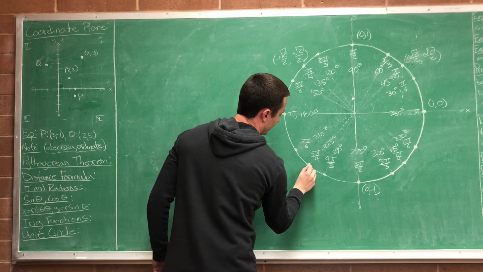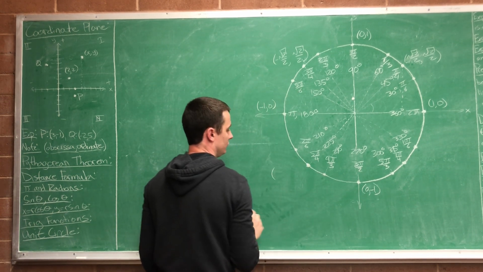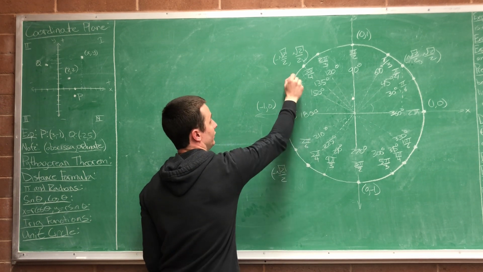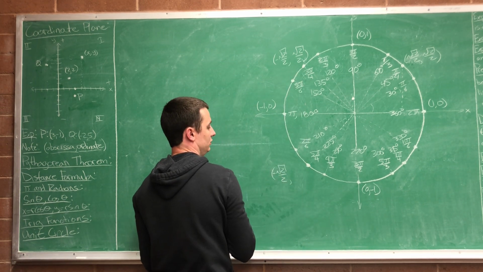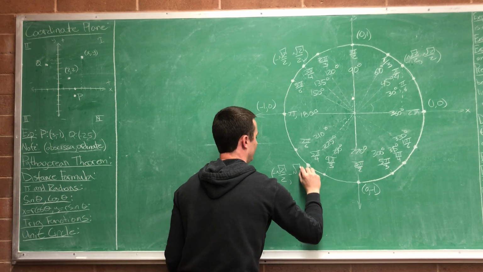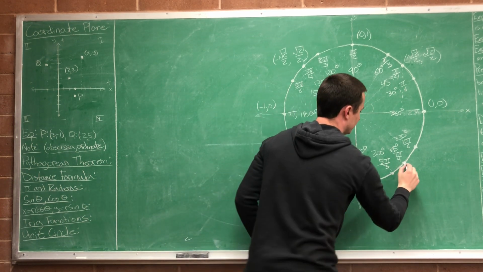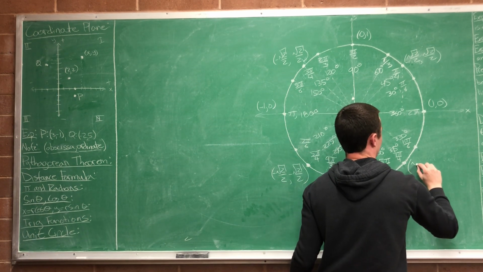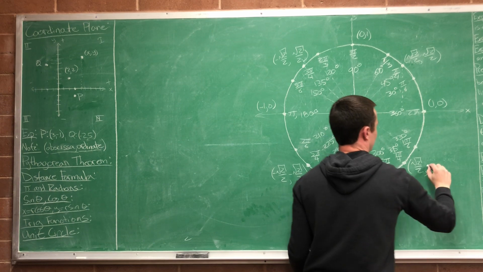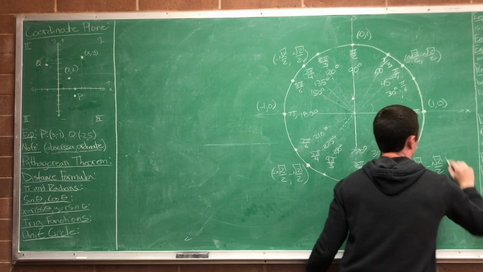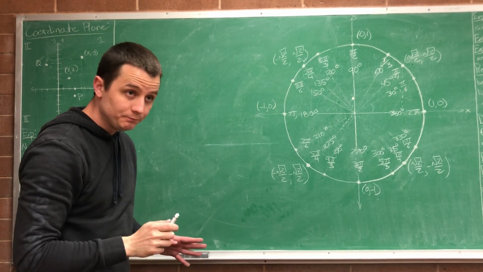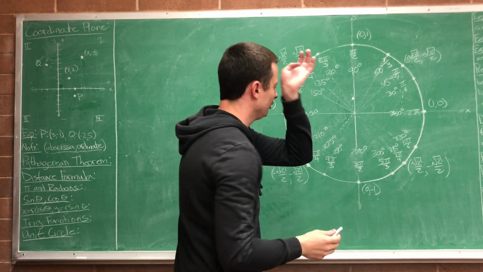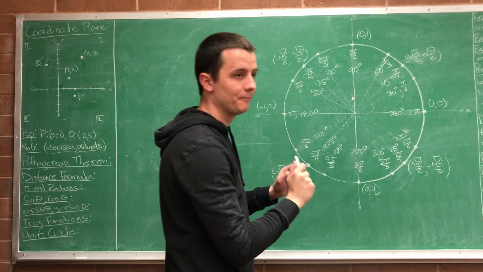What are the coordinates at this point right here? Negative root 2 over 2. Perfect, it has the same x coordinate as that point. What's its y coordinate? Negative root 2 over 2. Perfect. Now let's jump over to this point. Root 2 over 2, negative root 2 over 2. Wonderful. Okay, so now the only points we're missing are these points, right? So we just need one more triangle to get those points and we'll be done.